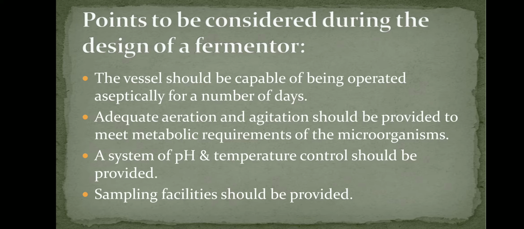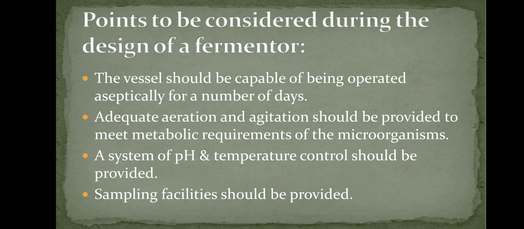The fermenter should also have a pH control system and a temperature control system so that we can keep a check on the pH and the temperature inside the fermenter. If there is any variation in the pH or the temperature, then there will be difficulties in the growth of the microorganism. The microorganism grows only at its optimum pH and temperature.